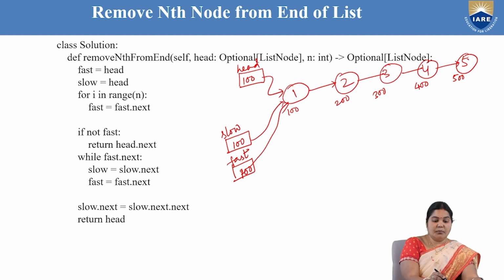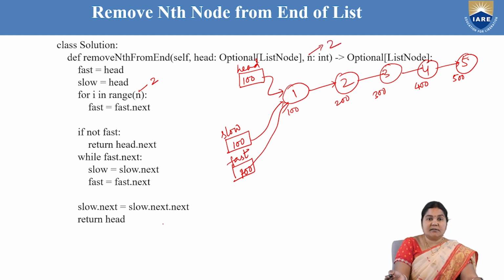So what we will do? We'll write out a simple for loop, for i in the range of n. What is the value of n? In the first test case, n value is 2. So from the end, the second node you have to delete. So n is equal to 2. So this loop is going to run 2 times, for i value 0 and 1.